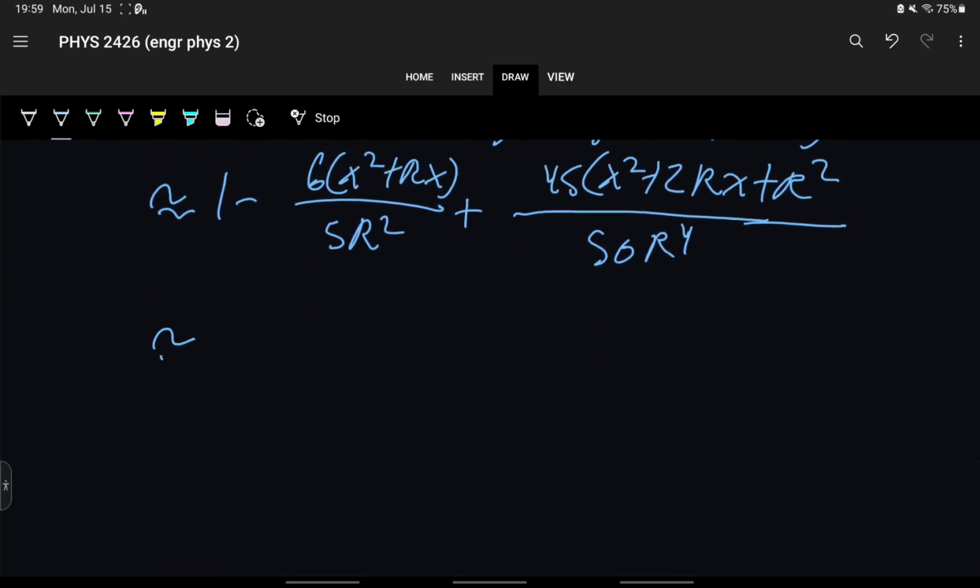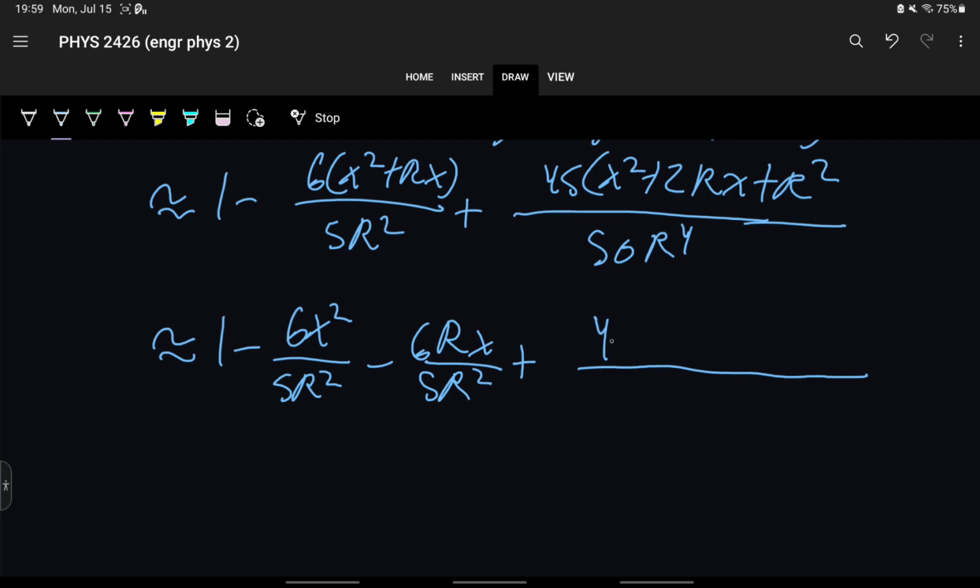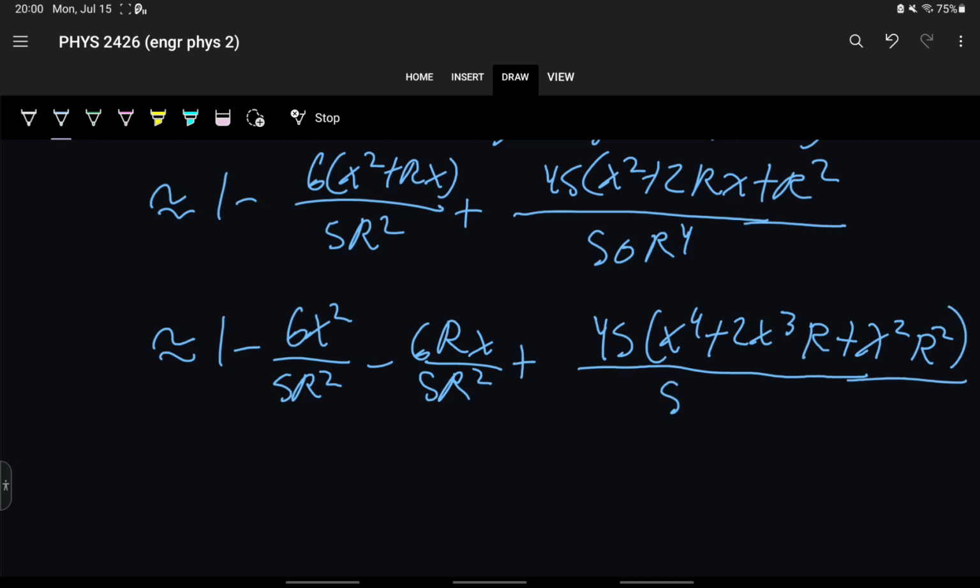And then we can simplify this again to be 1 minus 6x squared all over 5r squared, minus 6rx all over 5r squared, plus 45 times x to the 4th plus 2x cubed times r plus x squared times r squared. Running out of room. That's all over 50r to the power of 4.